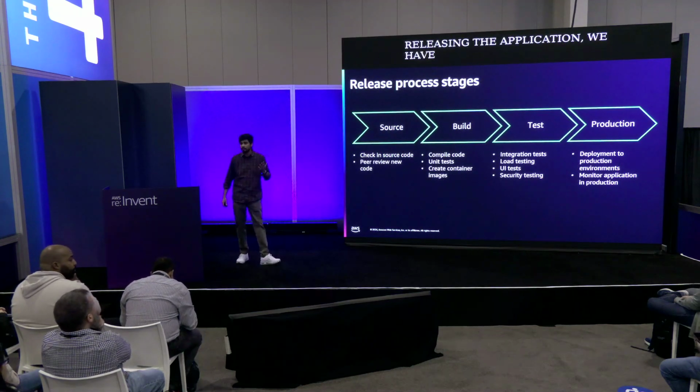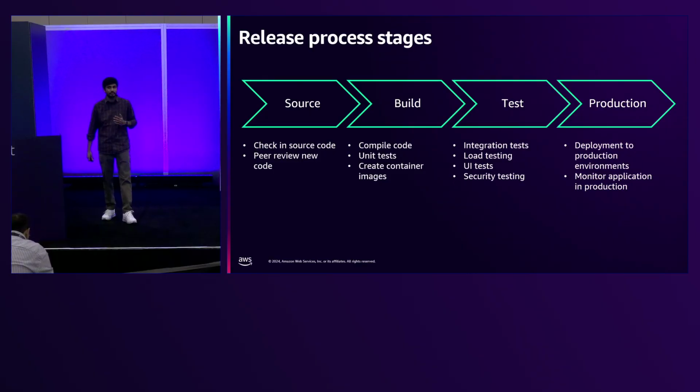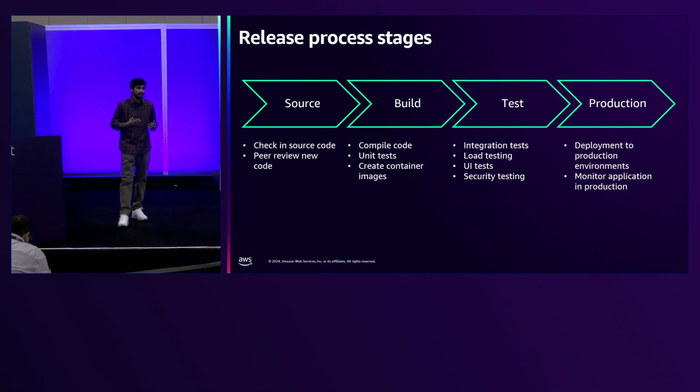So typically there are 4 stages, starting with source, build, test, production, or deploy. So in the source stage, usually the developer will be checking their code, committing their source code to the code repository. Any peer review is usually done at this stage. And in the build stage, this is where we build and generate all the artifacts for the application. Such as unit tests, we compile the code here.